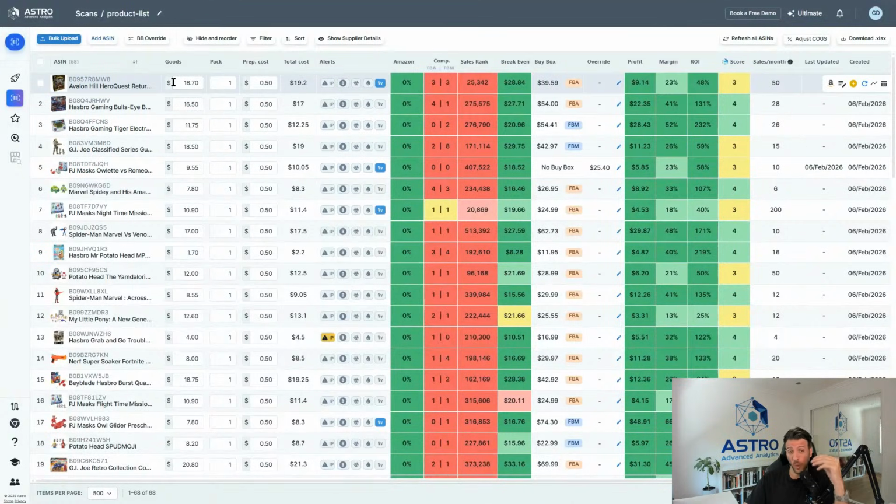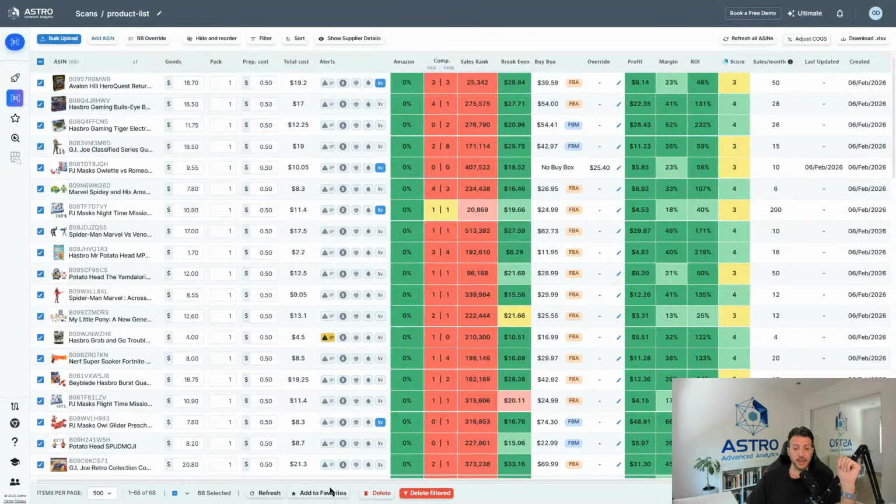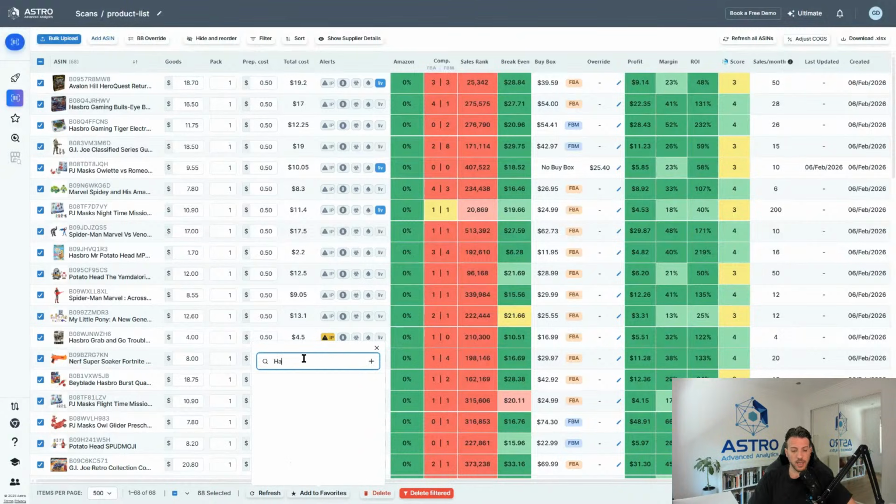Instead of going through them one by one and shortlisting, and then finding I'm restricted in a lot of them, I just send them straight to a shortlist right now. So all these 68 are going to be added to a favorite list. I'm just going to call the list Hasbro Live, because it is a live call. Let's add those products here. So that's 68 products in there.